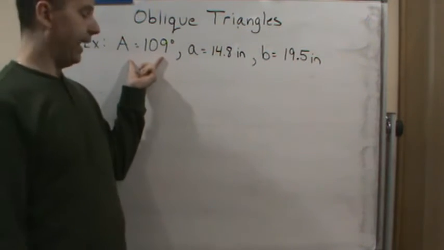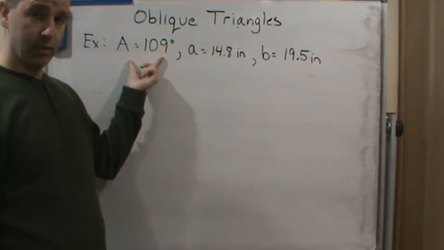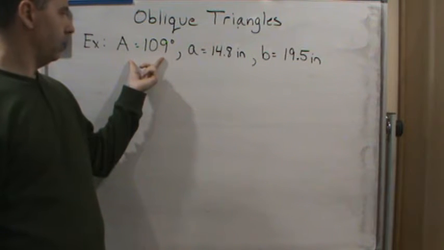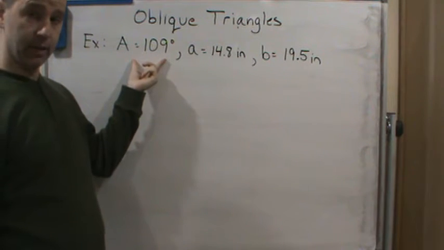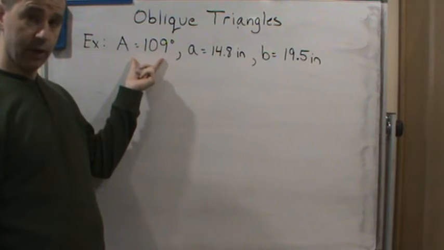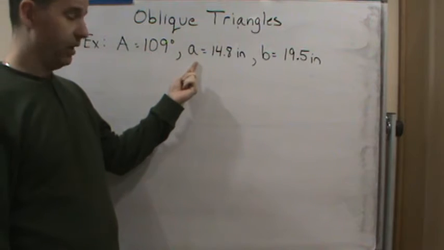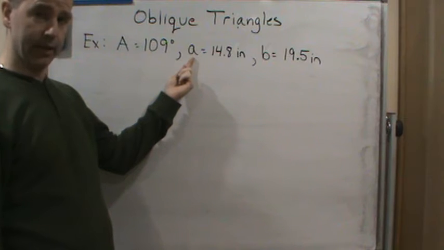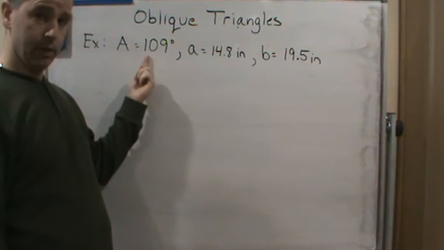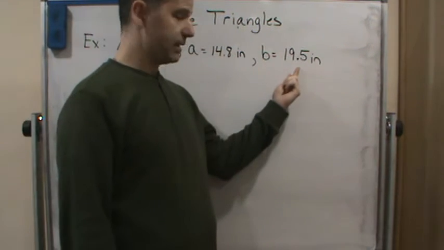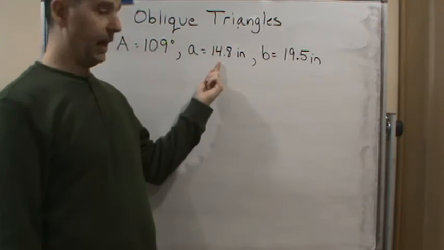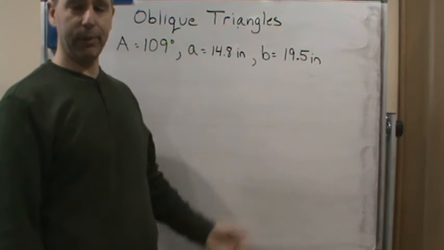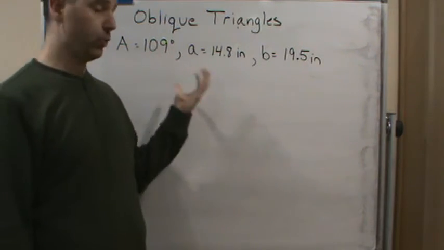Okay, so now notice that A is an obtuse angle, right? So this has to be the largest angle in the triangle, if it is a triangle. That means the longest side, which is A, has to be across from this angle. So A has to be the longest side, because it's across from the largest angle. But look at B. B is longer than A. So therefore it can't be a triangle. Okay? And that would be the reason you would give.